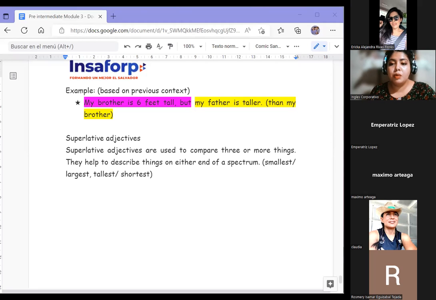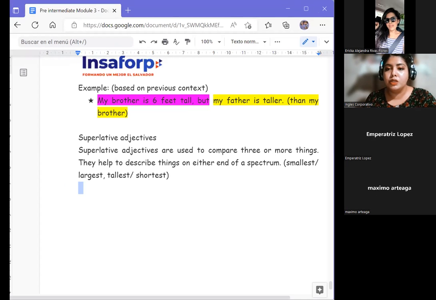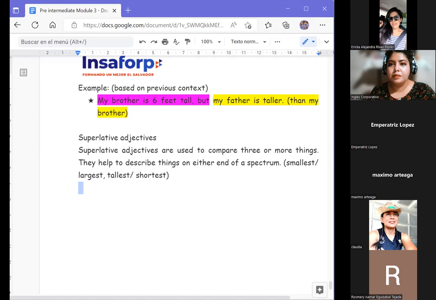So we have here the document in which we were working, the topic of the comparative and superlative adjective. And we are going to see the information that we need to know how to create sentences with superlative adjectives. So give me a moment. Okay, we were saying that the superlative adjectives are used to compare three or more things. They help to describe things on either end of a spectrum, the smallest, largest, tallest, and shortest. So we are going to continue for this part to explain all the things that we need to use in the superlative sentences. So now we are going to write the formula for this adjective.